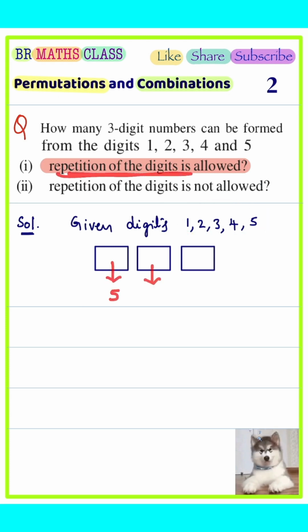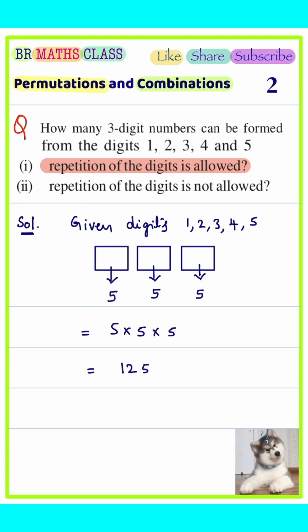As repetition of digits is allowed, as they have given 5 digits, the second box can also be filled in 5 ways. Similarly, as the repetition is allowed, the third box can also be filled in 5 ways. Now, from the fundamental principle of multiplication, the total number of 3-digit numbers that can be formed using these digits is 5 into 5 into 5. So, you can form 125 3-digit numbers using these digits when repetition is allowed.